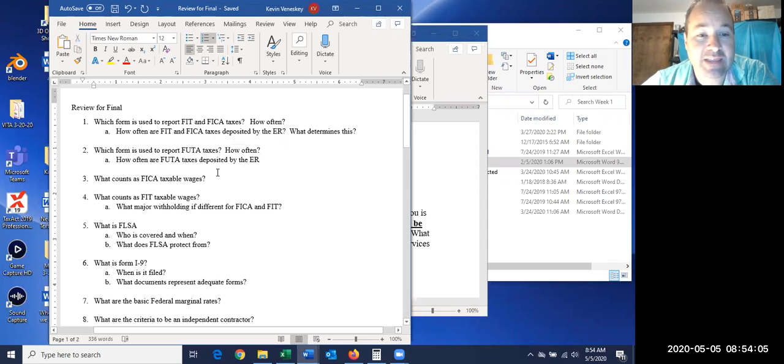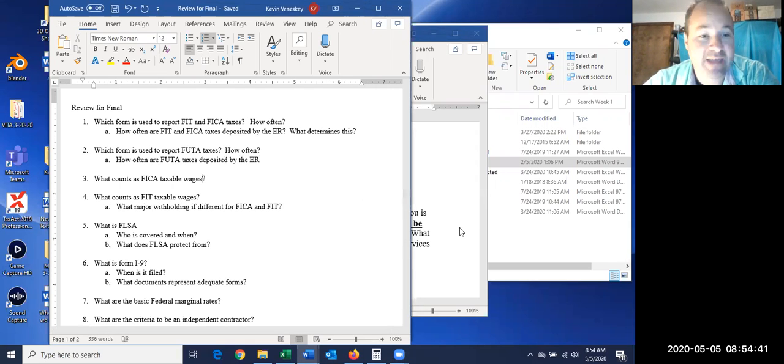How often are FUTA taxes deposited by the employer? Well, typically they are done quarterly, but you have to calculate the liability every quarter. But then if that liability doesn't exceed $500 total from any previous quarters as well, then you don't have to pay. You have to make your payment after it hits the $500 mark in total for that year, or for sure by the end of the year when you file your 940, you have to make a payment.